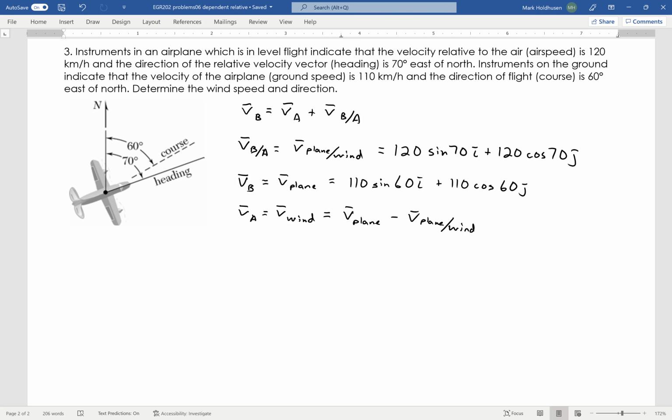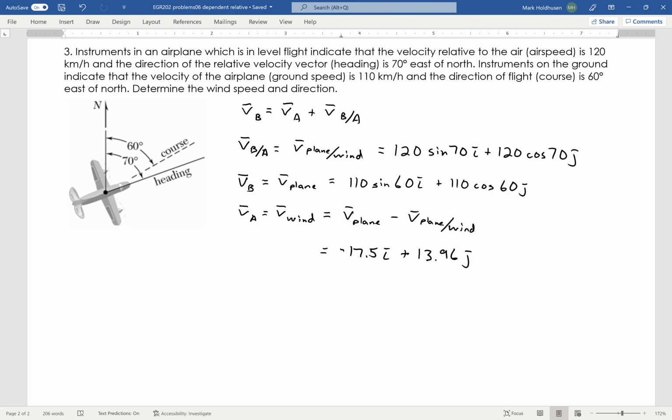So from that, I can find the velocity of the wind just by subtracting these two vectors. This is where it becomes pretty easy. Taking 120 sine of 70 and subtracting that from 110 sine 60, I get negative 17.5 in the i direction. Do the same thing in the j direction, I get 13.96 in the j direction, just basically subtracting these two values from one another. That gives me the velocity of the wind.